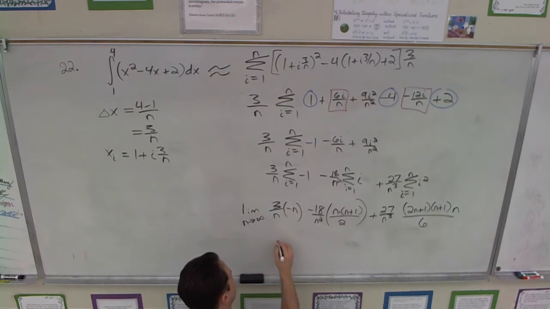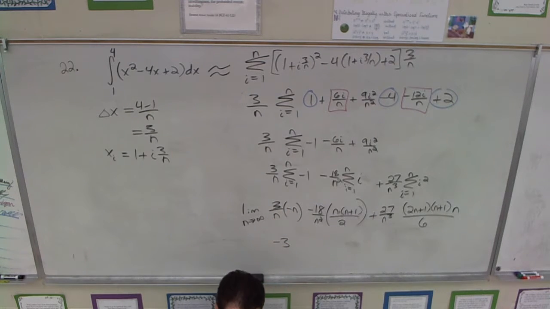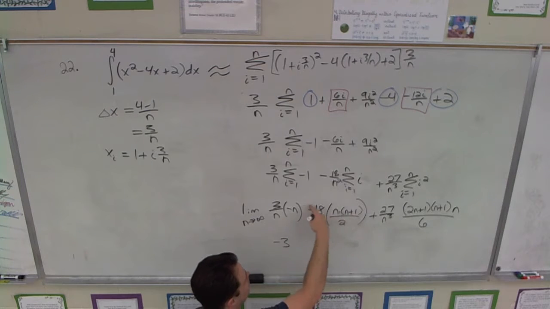Negative 3. Are we clear on that? Order of magnitude's the same, and you've got negative 3. What about this one? Let's think about order of magnitude and see if we can do it. N squared on top, n squared on bottom. So you just need the coefficient. What's on top? 9, negative 18. Negative 18, and on bottom? 2. So that's our answer.